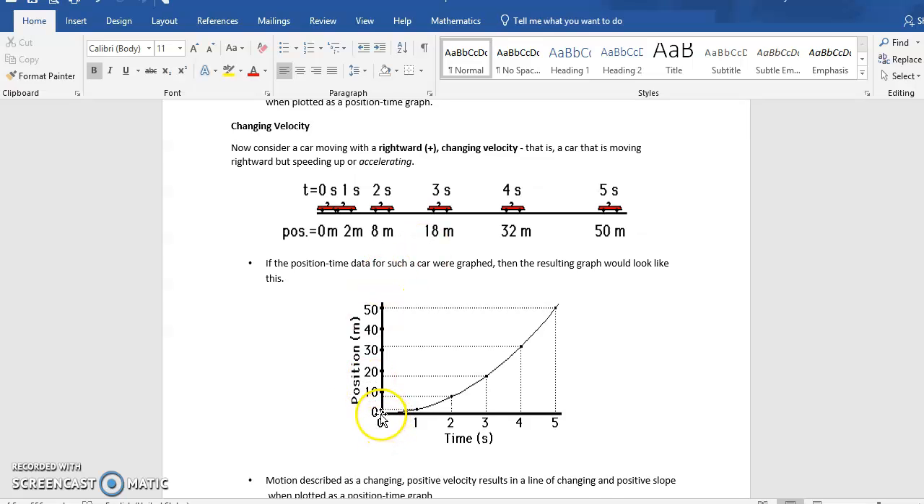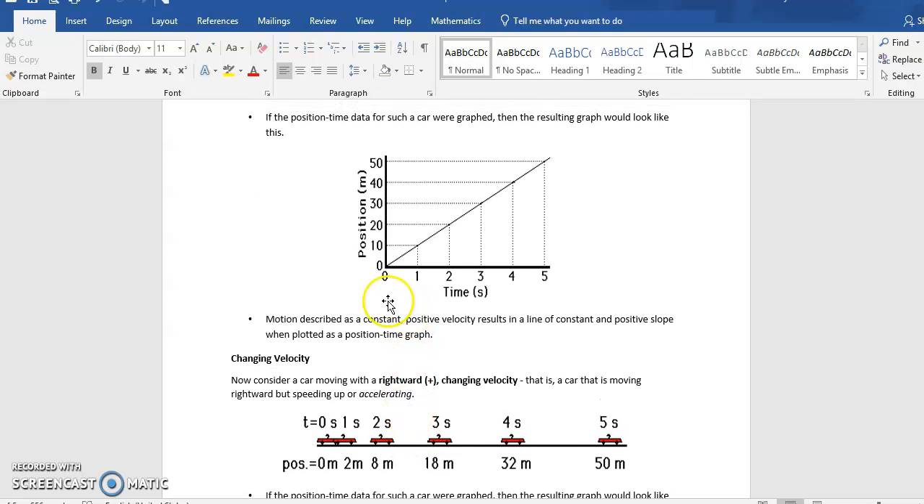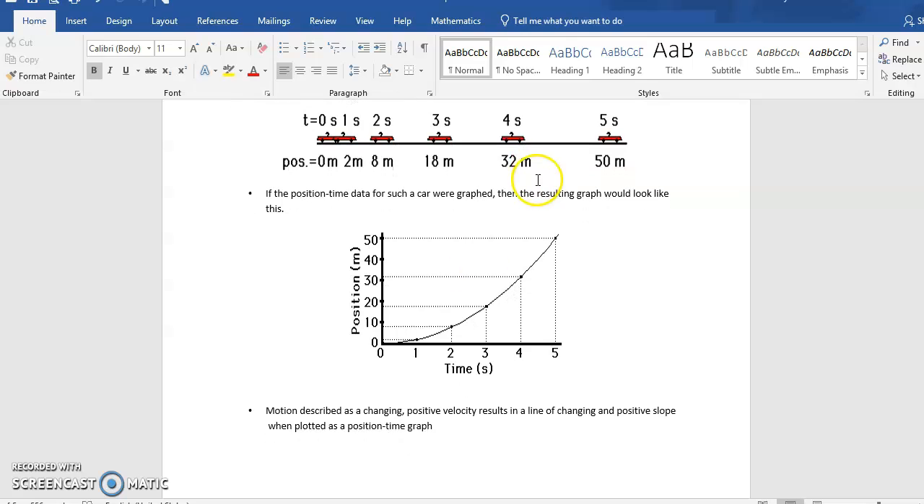So when we plot it out, we have our 0, 0, position and time. Then 1 second and a position of 2 meters. Then we have 2 seconds and a position of 8 meters. Then we have 3 seconds and a position of 18. So we can see that instead of this straight line graph, when we had a constant velocity, so always traveling at 10 meters per second, here we can see that our velocity is changing. So we have a sloping line.